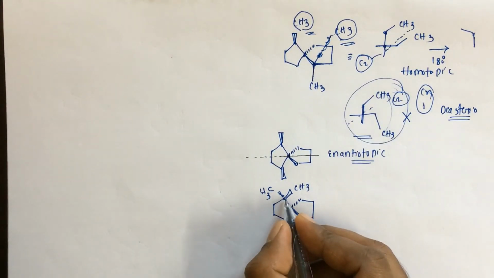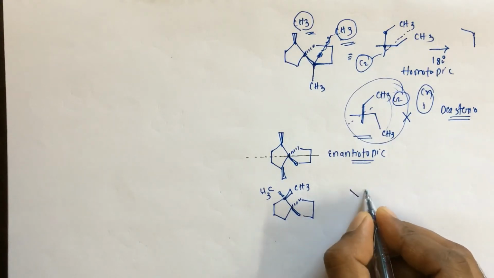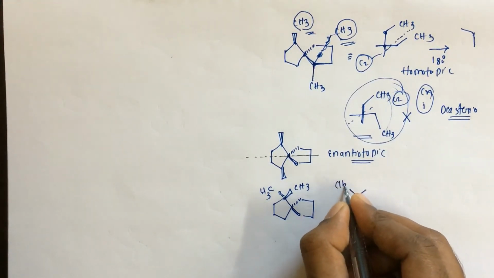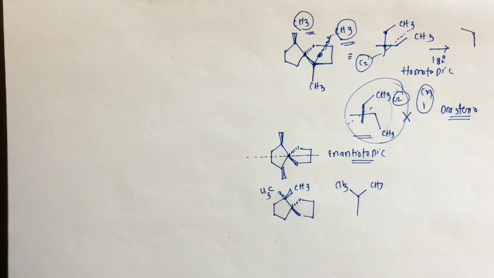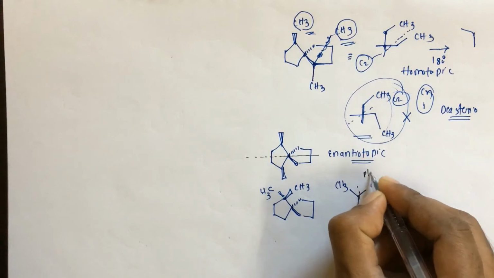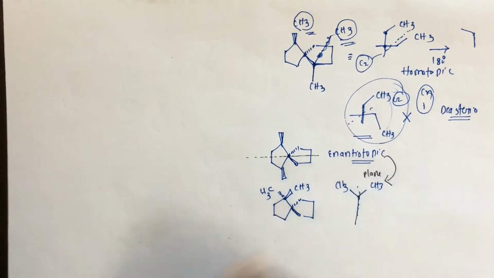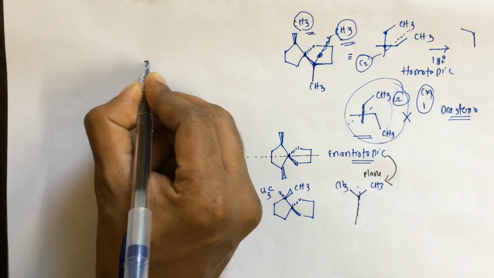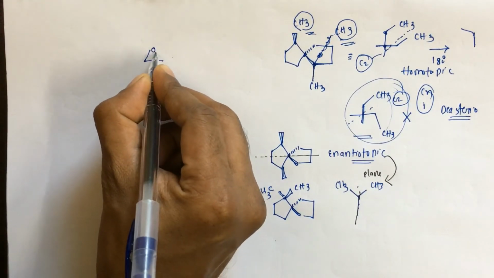And this one I will write like this. Now this is a methyl group, and this is another methyl group, and here I will pass a plane. So a plane of symmetry is there, means this comes out to be enantiotopic. And this is also.